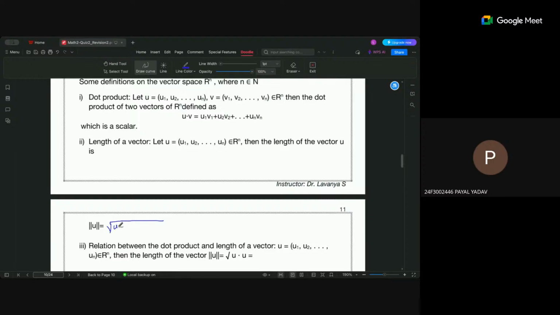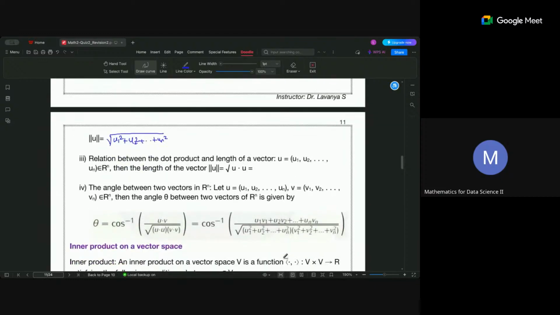Its magnitude u1 plus un square. Right? And you know that norm and the dot product can be related in this way. The norm of a vector is the square root of u dot u. Right? Okay. And what is the formula for the angle between two vectors? It is cos inverse of u dot v divided by the square root of u dot u into v dot v. Okay, so this is the formula for the angle between two vectors.